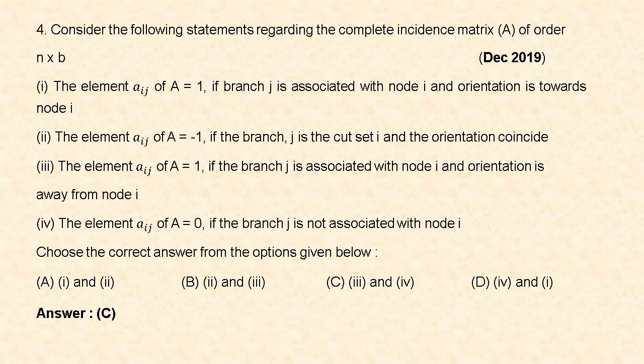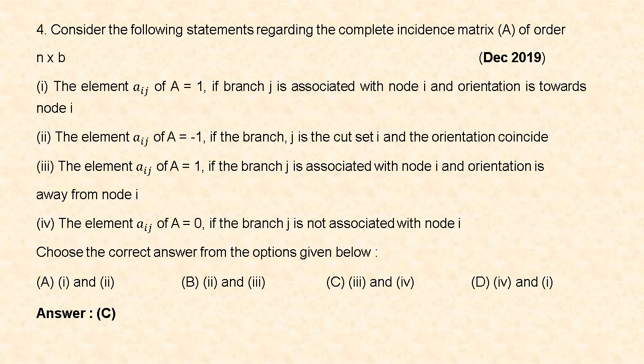Next question. Consider the following statements regarding the complete incidence matrix A of order n cross b. This question was asked in December 2019. First one, the element Aij of matrix A is equal to 1 if branch j is associated with node i and the orientation is towards node i. Second one, the element Aij of matrix is equal to minus 1 if the branch j is the cut set i and the orientation coincide.